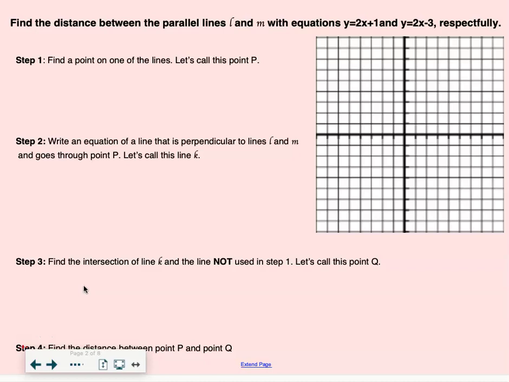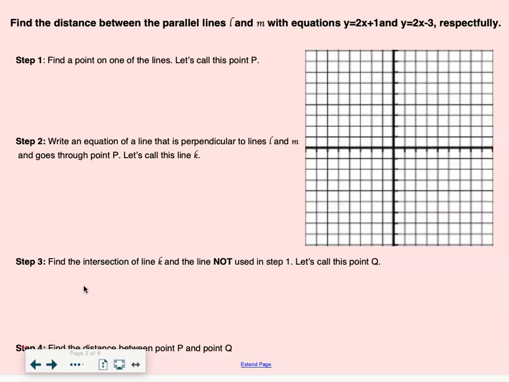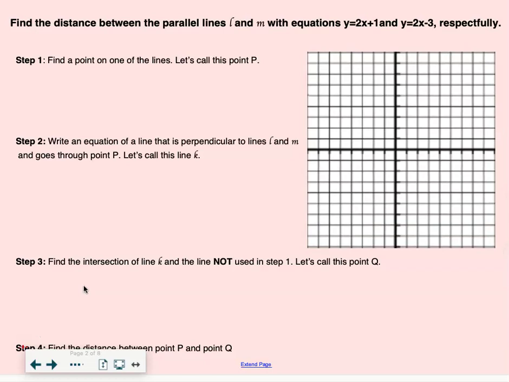It says find the distance between parallel lines L and M with the equations y equals 2x plus 1 and y equals 2x minus 3 respectively. Let's graph them just to see what they look like. If I want to graph line L, this first one, where do I start?